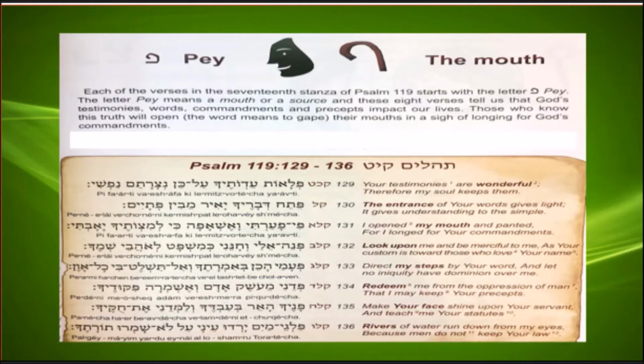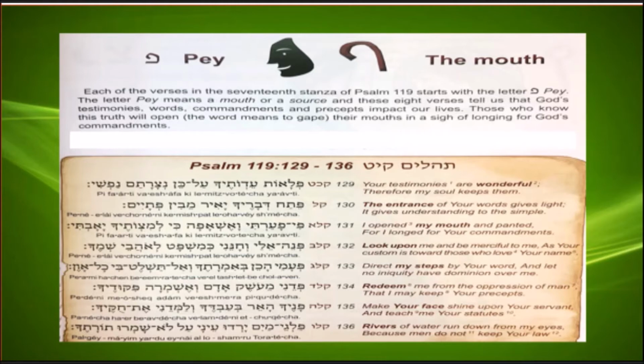Each verse of the 17th stanza of Psalms 119 starts with the letter Pey. The letter Pey means a mouth or a source. And these 8 verses tell us that Yahweh's testimonies, words, commandments, and precepts impact our lives. Those who know the truth will open, the word means to gape their mouths, in a sigh of longing for Yahweh's commandments.